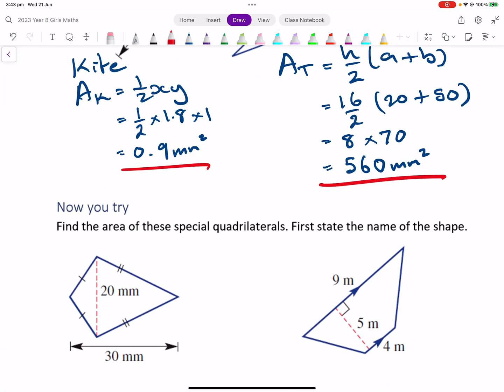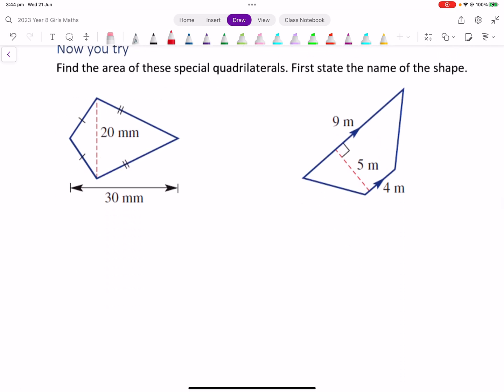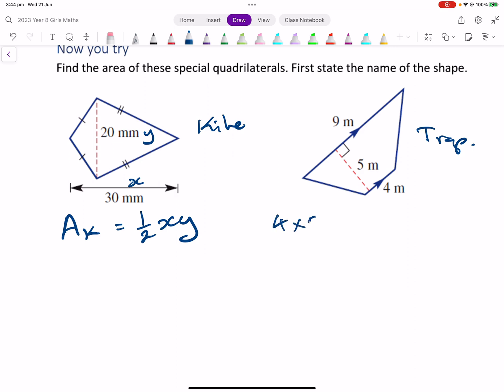All right, so here's a couple for you to try, girls, by yourselves. Have a go. Pause the video now and we'll see how you went. All right, how did you go? I hope that what you did is identify this first one as a kite and this second one as a trapezium. And we know that the formula for the area of a kite is a half xy, and we're going to call that one x and y. And note that it doesn't matter which way round you go, because multiplication is commutative. 4 times 5 equals 5 times 4.